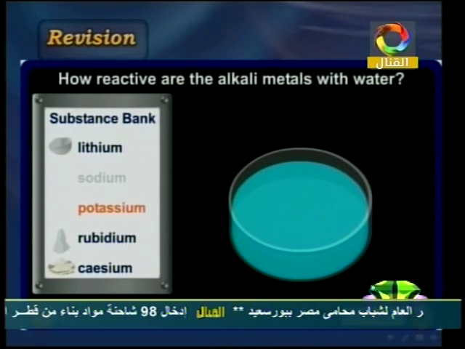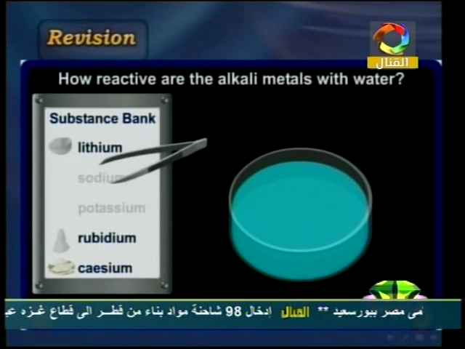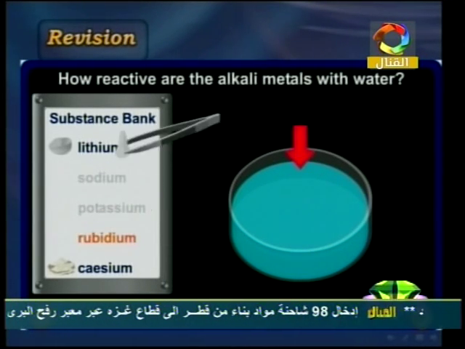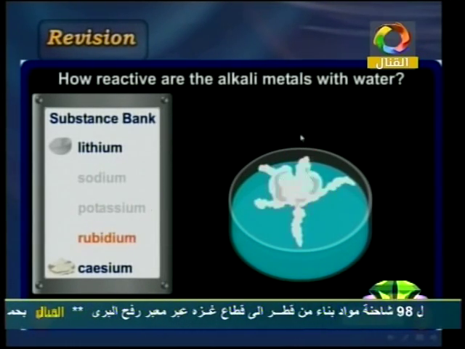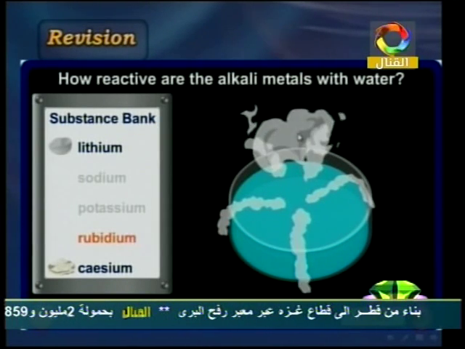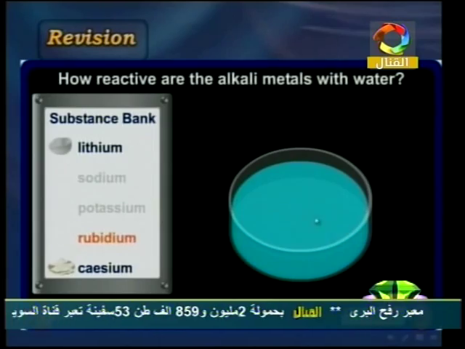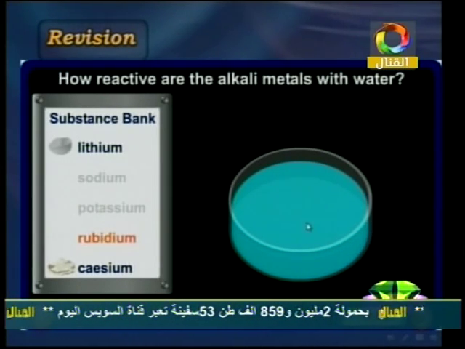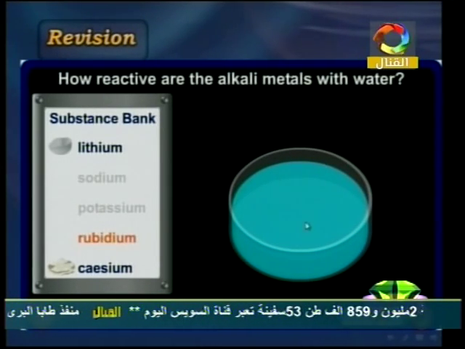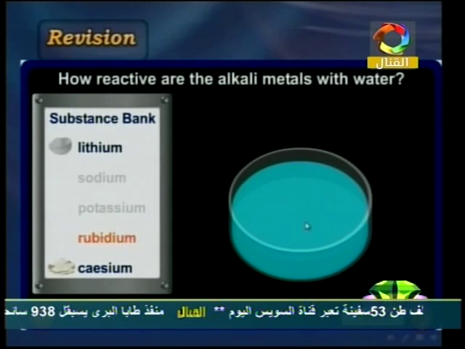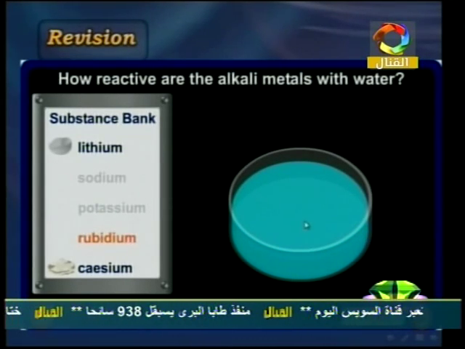Another one to make this reaction: we have rubidium, for example. It is like sodium and potassium, and it makes an explosion like this. We have some smoke produced by this reaction. This is a type of substitution, and the gas produced is called hydrogen gas.